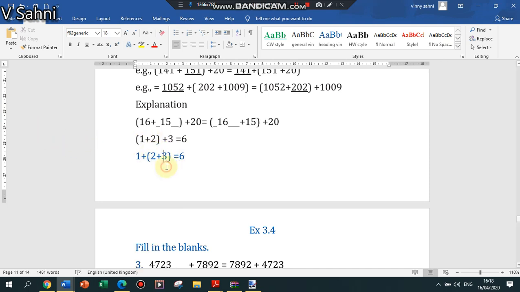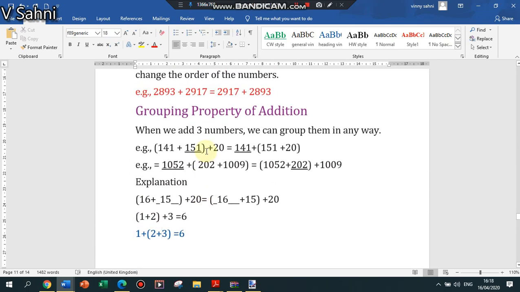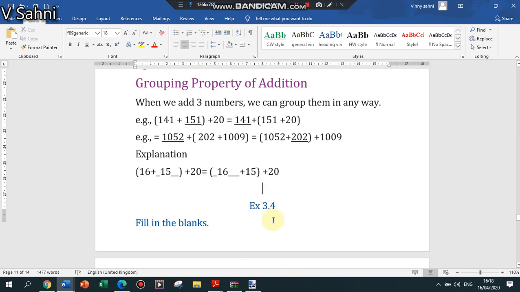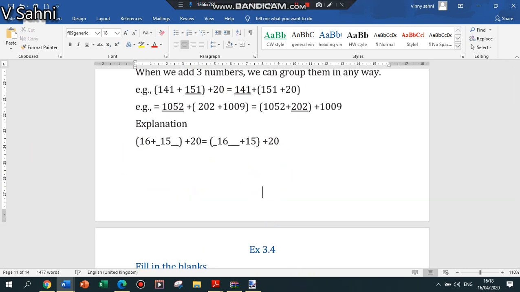Order property: if there are two numbers, then you can change the order of those two numbers. What is the difference between order property and grouping property? Order property will have two numbers and there is no bracket. Grouping property will have three numbers and it will have brackets also.